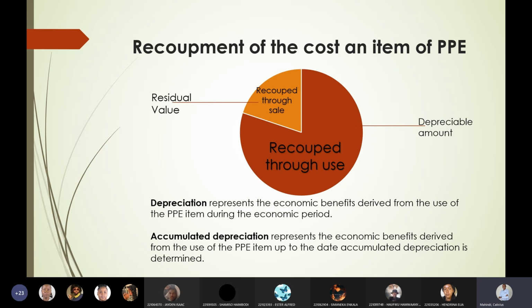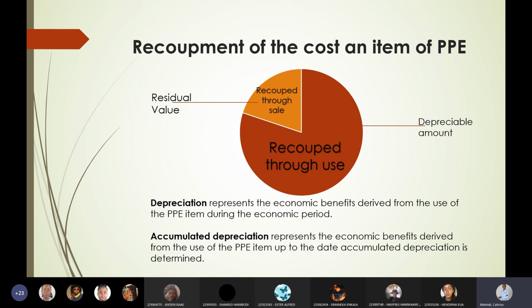So I said depreciation is the systematic allocation of the depreciable amount of an asset over its useful life. So what is the depreciable amount? The depreciable amount is the value of an asset that is going to be recouped through use. All right, you're going to recover it through use. And then the portion that is recovered through use is the portion on which depreciation will be calculated. However, there's an amount called the residual value, which is not going to be recovered through using the asset, but it will be recovered through the sale of an asset.